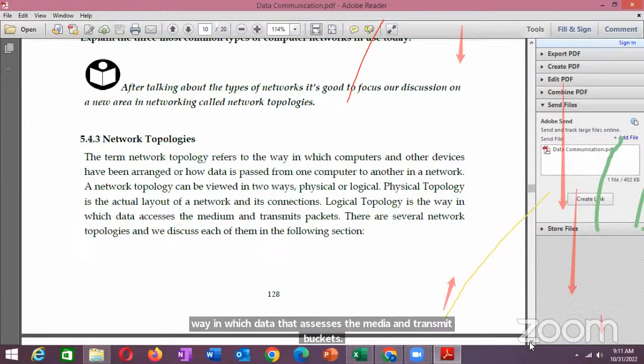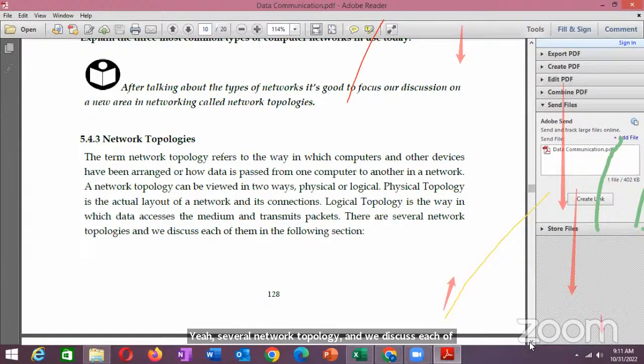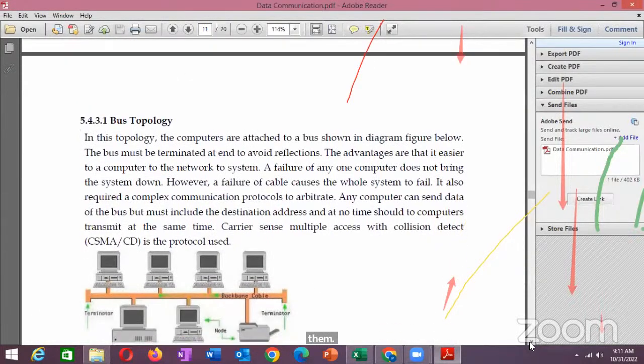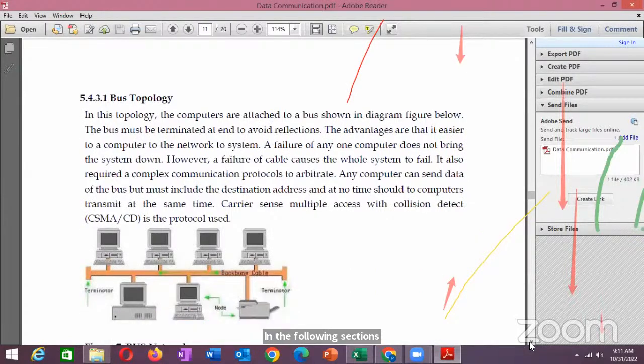There are several network topologies, and we discuss each of them in the following sections. First, we discuss the bus topology. In this topology, the computers are attached to a bus shown in the diagram below. The bus must be terminated at the end to avoid reflections. The advantages are that it is easier for a computer to network to a system. A failure of any one computer does not bring the system down. However, a failure of the cable causes the whole system to fail. It also requires a complex communication protocol.